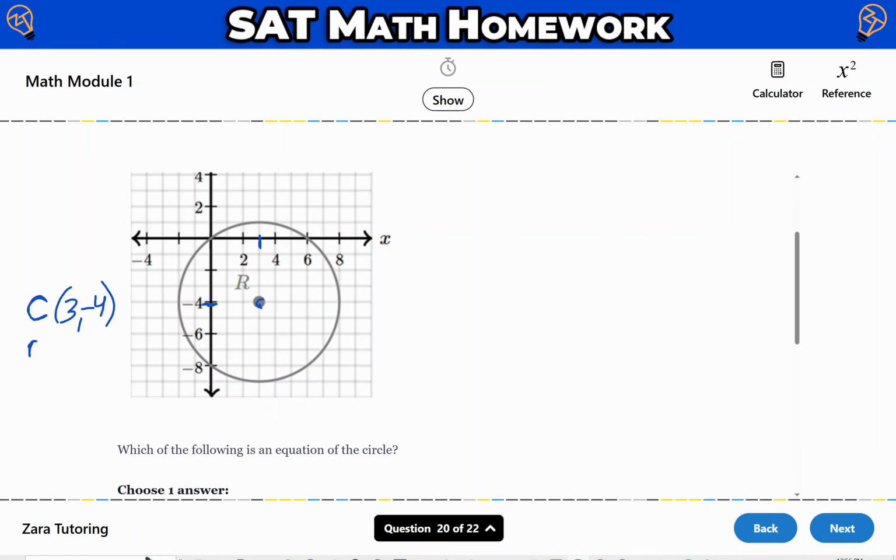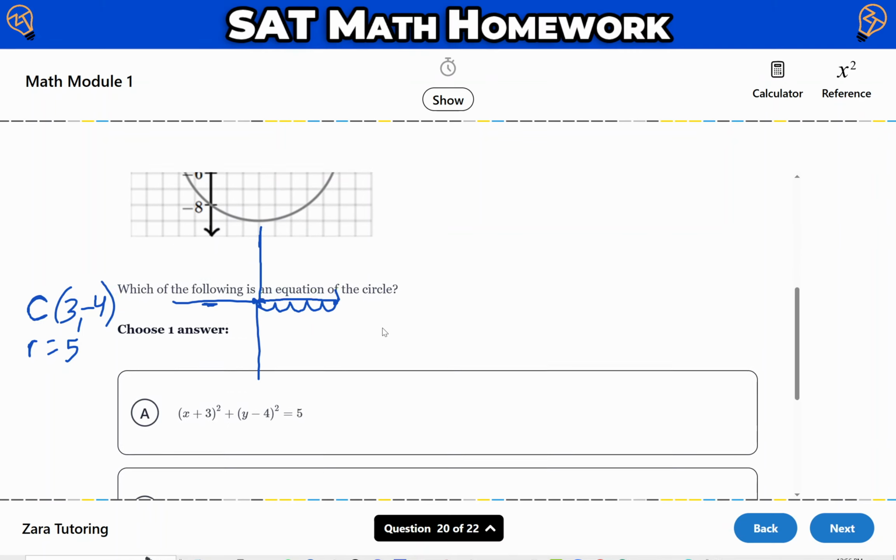And then the radius is the distance from the center to any point on the circle. So I'm just going to go directly to the right. I could have gone straight up or straight to the left, down. Any of those is fine. But notice it's 1, 2, 3, 4, 5. All right, perfect. Well, to be able to figure out what the equation is to match those two.